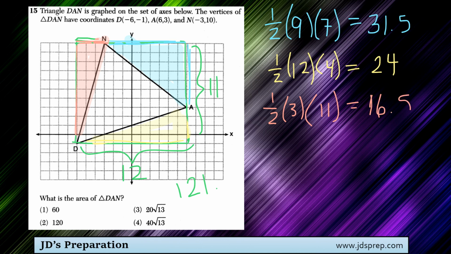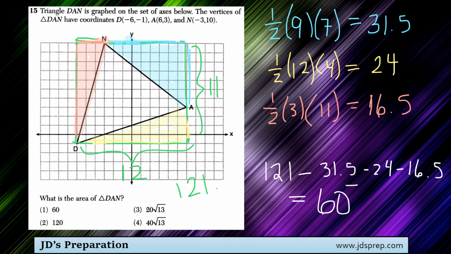So again, our strategy here is to take the area of the entire rectangle, and then subtract those three outer triangles. What we'd be left with is the area of the actual triangle we're trying to find. And that would get us an area of 60 units squared, which is option number 1.